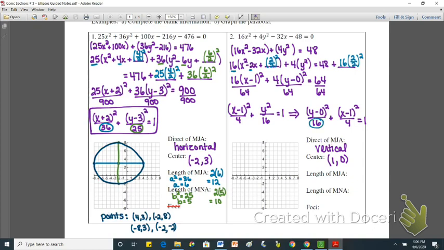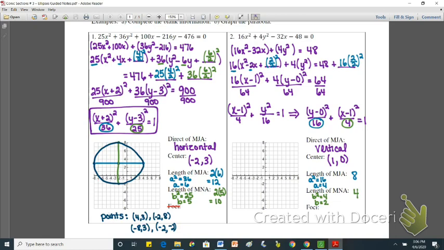So if I look at the first term, so my major axis, a squared equals 16. That means a equals 4. So my major axis is 8 units long because it's 2 times 4. Go back to my equation. 4 goes along with my minor axis. So b squared equals 4. So b equals 2. So 2 times 2 is 4.